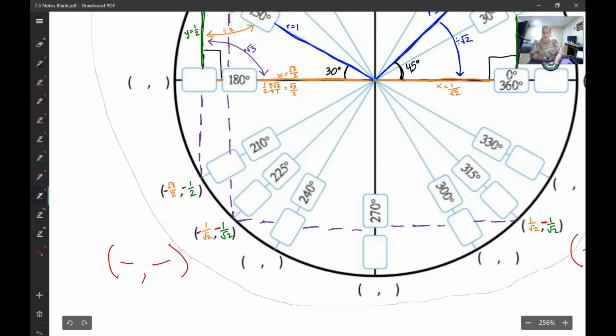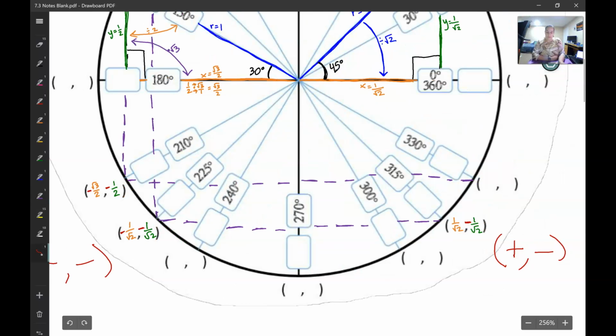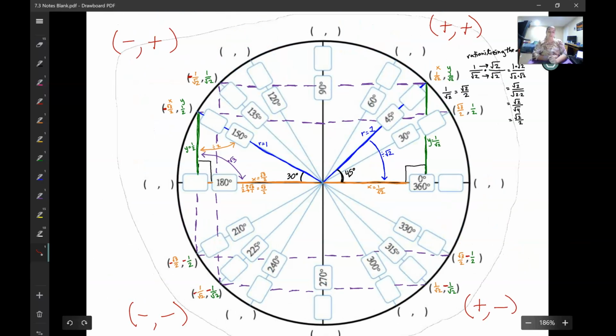And then finally, let's reflect it across one more time. And it looks like it's going to line up with 330. So 330 is going to be the same point, √3 over 2, 1/2, except the second one is going to be negative because of that. So there we go. That is our first 30, 60, 90.